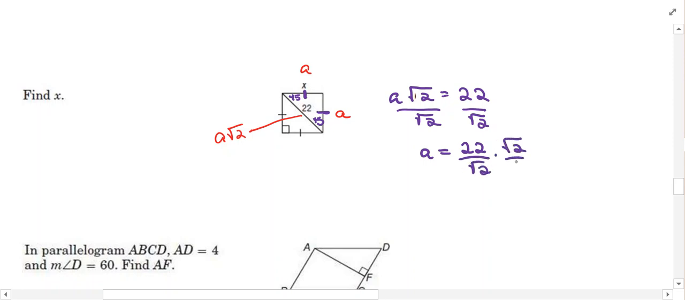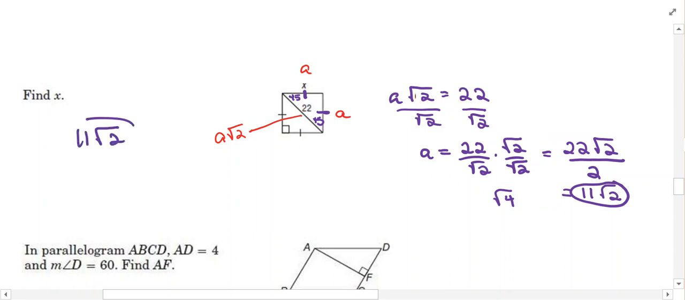I need to rationalize. So I have 22 rad 2. Rad 2 times rad 2 is 2. The other way to look at it is rad 2 times rad 2 is rad 4, which is 2. Simplifying this, I have 11 rad 2. So my final answer to this would be 11 rad 2.